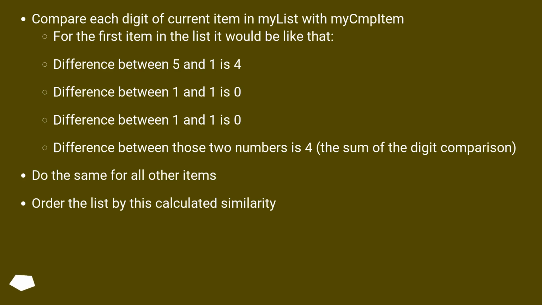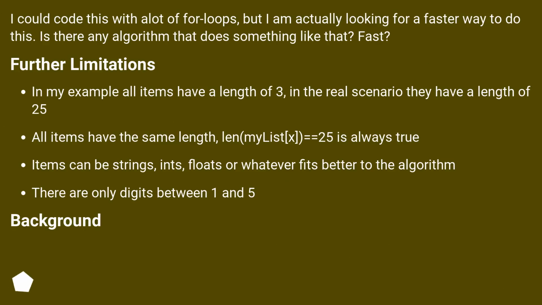The sum of the digit comparison. Do the same for all other items. Order the list by this calculated similarity. I could code this with a lot of for loops, but I am actually looking for a faster way to do this. Is there any algorithm that does something like that?